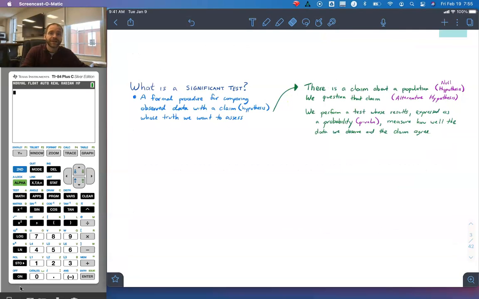So really, here's an outline of what we discussed. There is a claim about a population, and we're going to call that our null hypothesis. And we're going to question that claim a little bit. We're going to suspect something's wrong with that, and that's going to be our alternative hypothesis. We're going to perform a test about it, and we're going to look at the results of that. And those results are expressed as a probability.